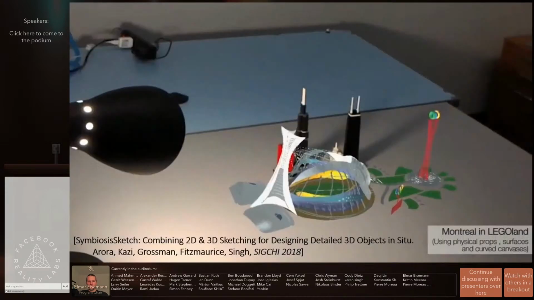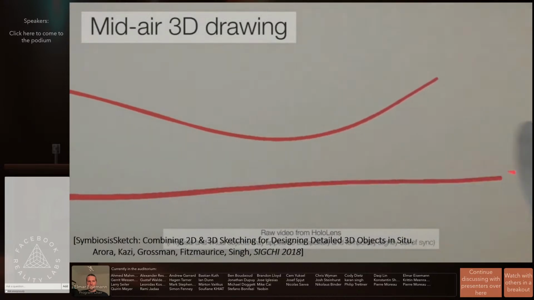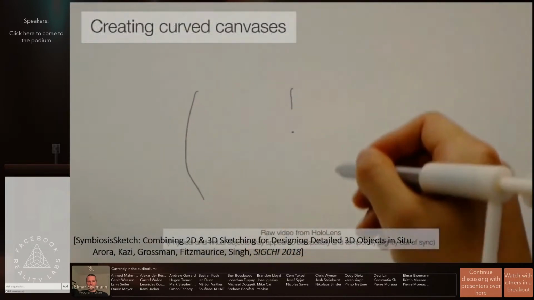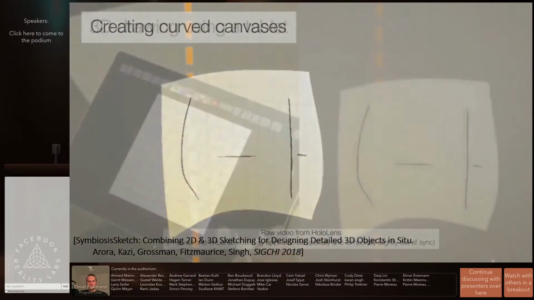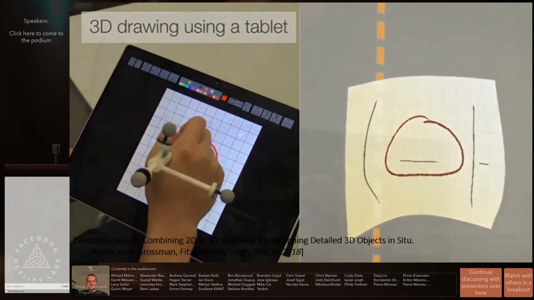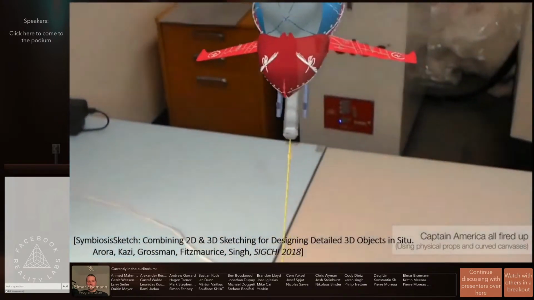Now, Cassie and mimicry address the greater need for constraints in XR. Symbiosis Sketch is an example of a hybrid interface that uses 3D drawing in AR for creating 3D surface canvases that are then refined and detailed by drawing on a 2D tablet.